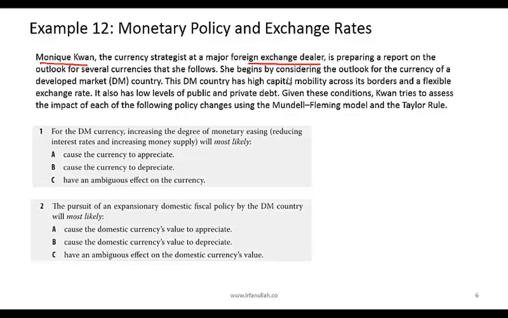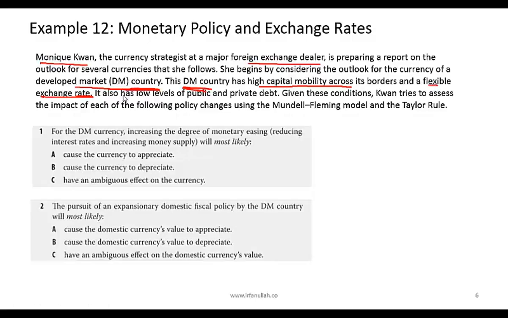She begins by considering the outlook for the currency of a developed market country. This developed market country has high capital mobility across its borders and a flexible exchange rate. These are very important statements because different models we look at will be defined based on whether there is high capital mobility or not. Just to make sure you understand this, high capital mobility means that money or capital can easily flow in and flow out of the country.